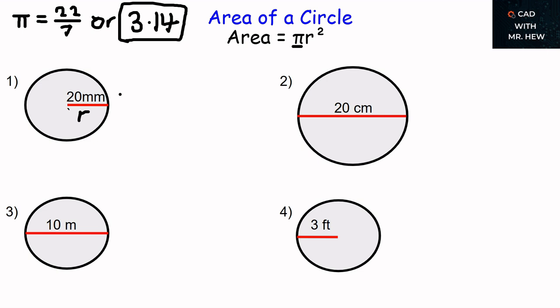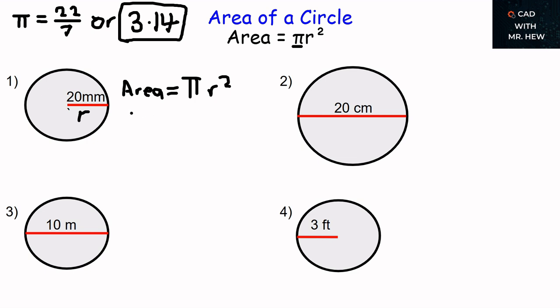Now, we're going to write the formula, right? In your math class, you always start off with the formula. So you write area is equal to pi r squared. All right, so for the first one, I'm going to show you step by step.